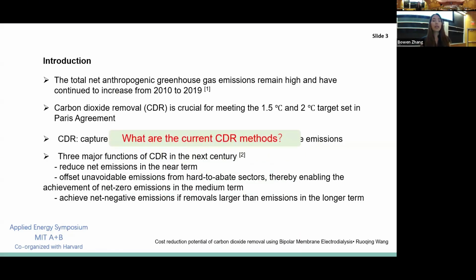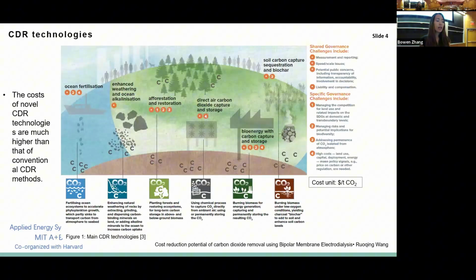So what are the current CDR methods so far? Here are the main CDR technologies, and they can be classified into two categories. One is the conventional CDR technologies such as afforestation and restoration, where you basically plant trees to capture carbon dioxide, and then soil carbon sequestration and biochar. Those conventional CDR technologies have been well developed and scaled up.